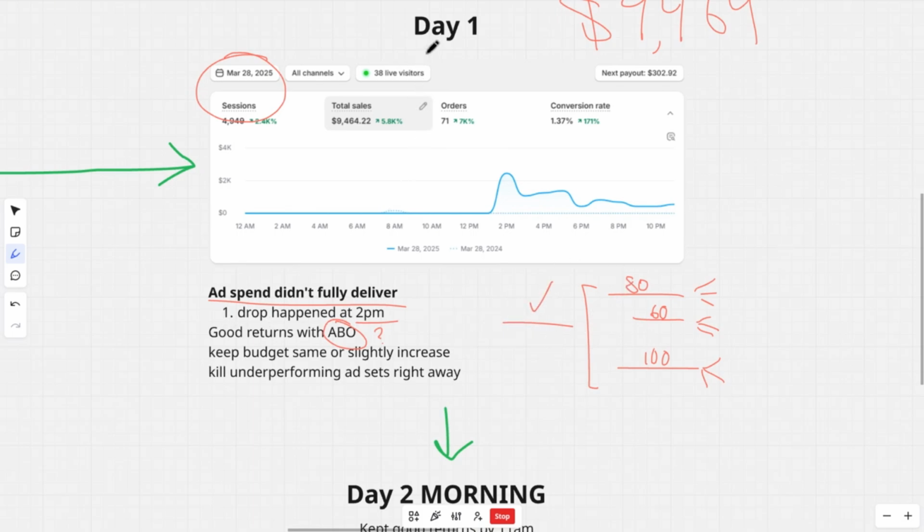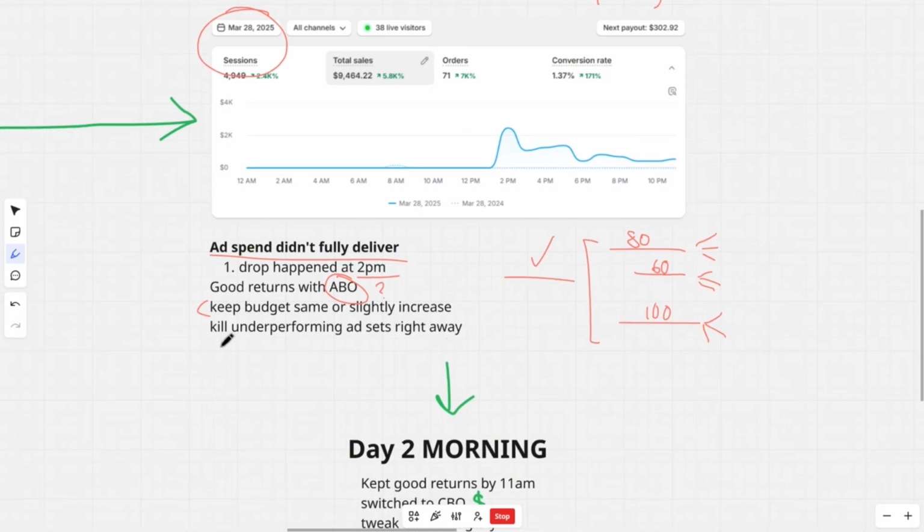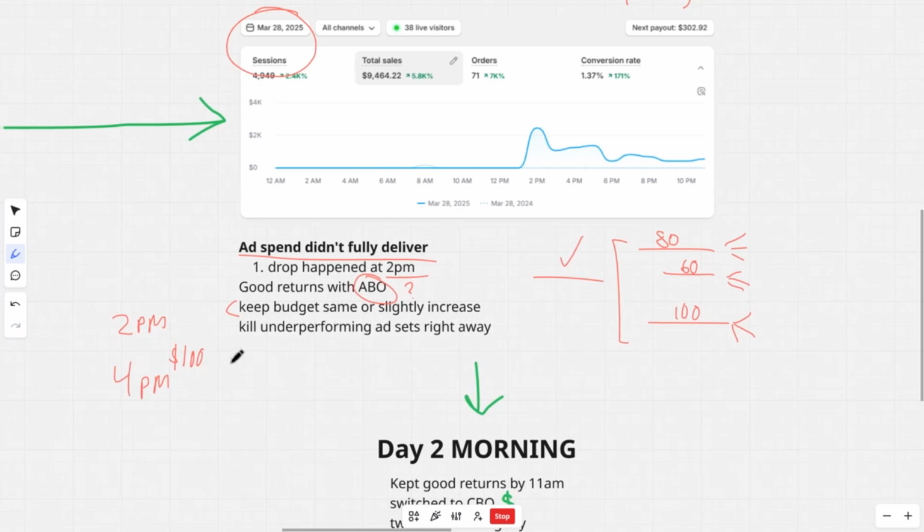This was great. I kept budget the same, or I slightly increased it. This is more so just what you guys can do if you're in this situation. But basically, kill underperforming ad sets right away. And when I say right away, I mean you have to give it a little bit of time. But if the drop happened at 2 p.m. and you check back at 4 p.m. and you have an ad set with $100 in spend and 0 purchases, or even just one purchase, I guess 2x isn't that bad, but if you're under 2x, take it off. Just kill it. And that's okay. Typically, you want to let them run, but if it's just hogging spend like that, just kill it.